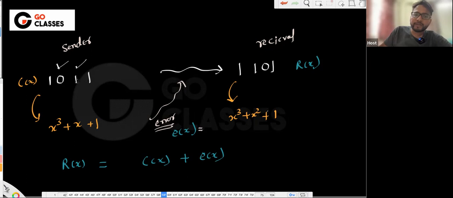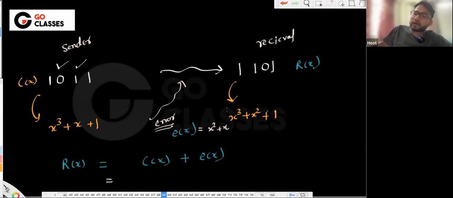This is x power 0, x power 1, and x power 2. So x power 1 and x power 2. So the error will be x square plus x. Okay, so if the error is happening at 2 places, in these 2 bits, then the error is x square plus x. Now let's check whether this satisfies or not.